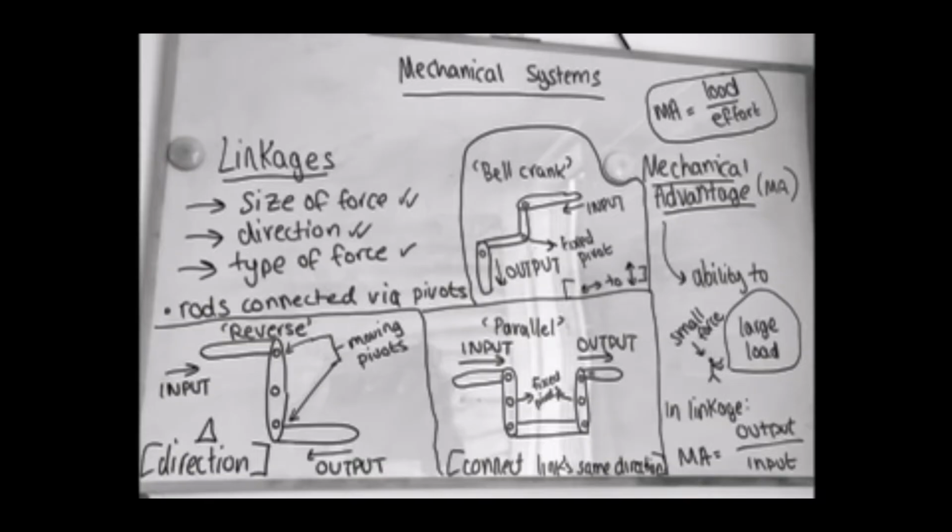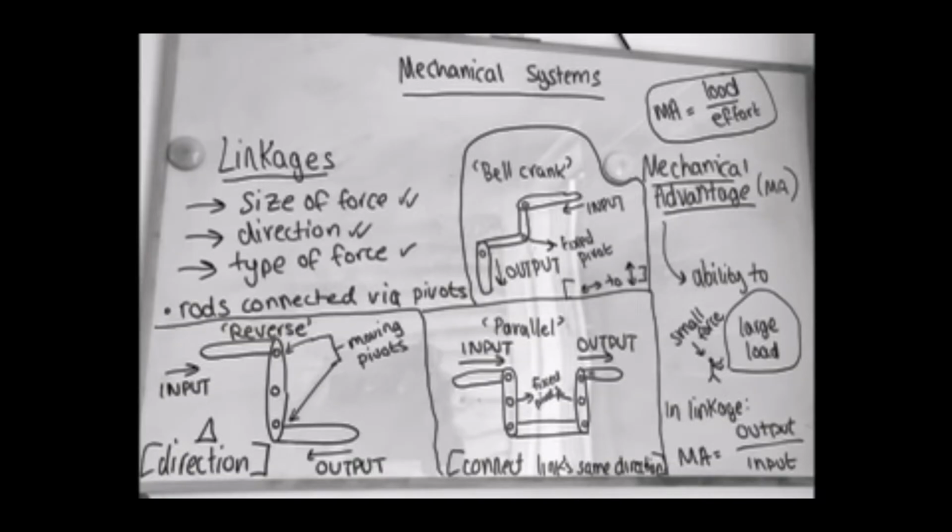Now the whole purpose of the parallel is to connect the linkages in the same direction. And then you've got the bell crank. So the bell crank is a bit of a staircase shape. So you've got your input going towards the left-hand side, and then this causes your output to actually go downwards. So what it's doing is it's changing horizontal motion into vertical motion. So if you move to the left, you will go down. If you move to the right, you will go up.